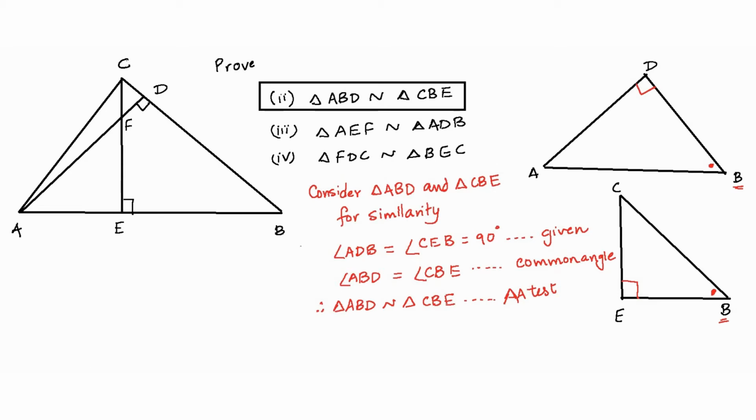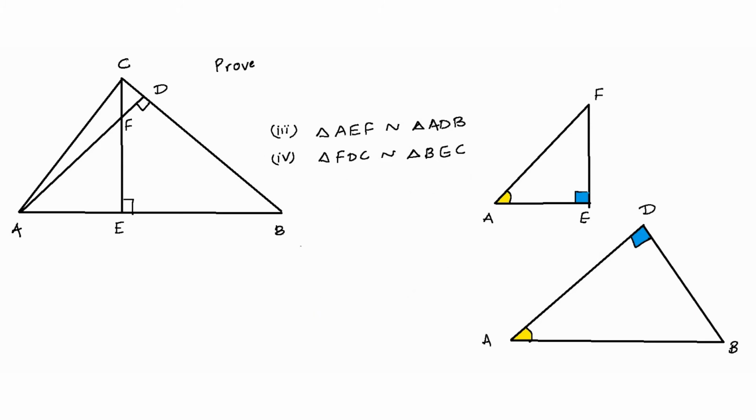Let's now try the third subpart. So now in the third subpart, we have to prove that triangle AEF is similar to triangle ADB. Let us now consider these two triangles. I have drawn these two triangles from the main diagram. I have kept the orientation exactly the same. So in these two triangles, I notice that angle E and angle D are both 90 degree. That's given to me. And angle A is now the common angle. So again, by AA test of similarity, I can show that these two triangles are similar.